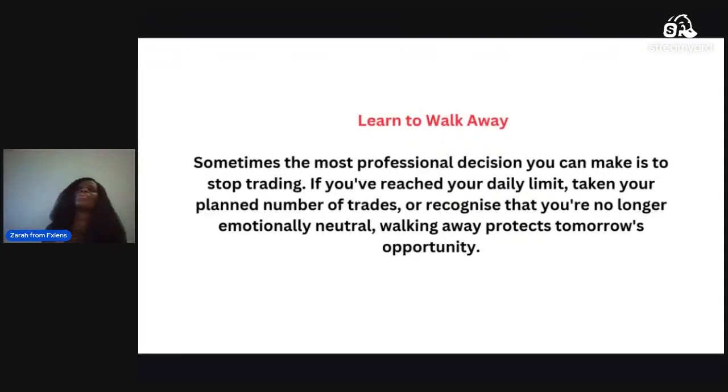Prop firms have daily limits and max limits. The truth is that you should not even get anywhere close to your daily limits. If your daily limit is, let's say, 5%, you should keep your maximum loss at 3% at the most. Once you get to that 3%, you need to walk away.